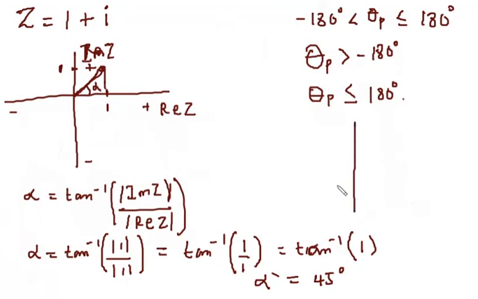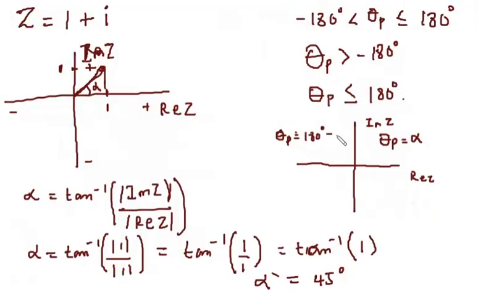Okay, so I want to show you the relationship between alpha and theta p. If you have an Argand diagram, this is the real part of z, and this is the imaginary part of z. For the first quadrant your theta p is equal to alpha. For the second quadrant your theta p is equal to 180 degrees minus alpha. For the third quadrant, theta p equals minus 180 degrees plus alpha. And then for the fourth quadrant, theta p equals minus alpha. You want to memorize this for the upcoming questions you are going to solve in this video.